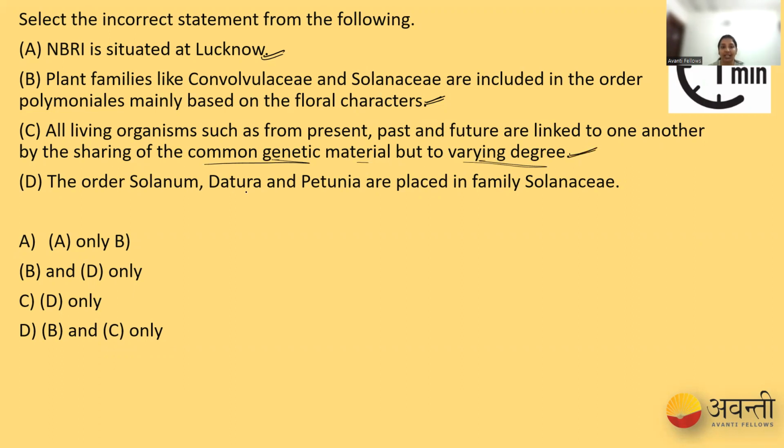The orders Solanum, Datura, Petunia are placed in family Solanaceae. Here it is given order. Remember, Solanum, Datura, Petunia all are genera. They are not order, they are genus and they are placed in the family Solanaceae. So this is incorrect. So the incorrect statement is only D. So the correct option is C.